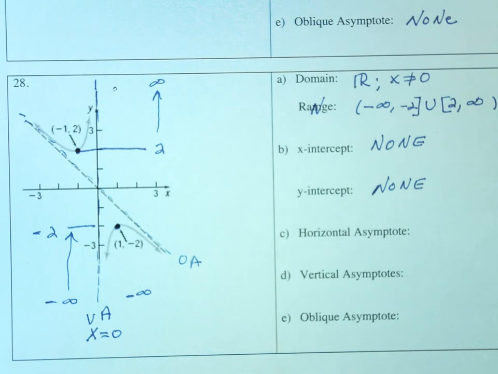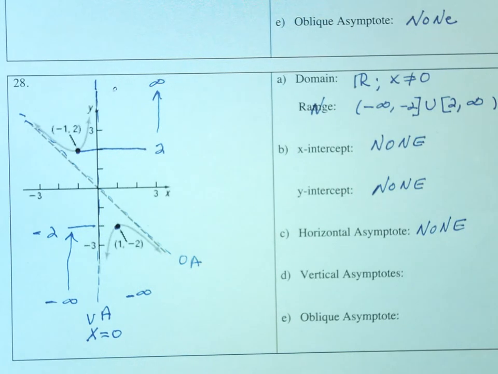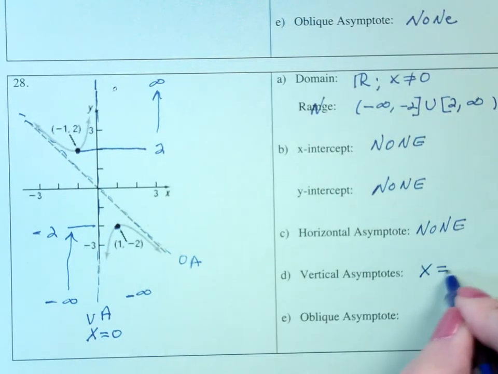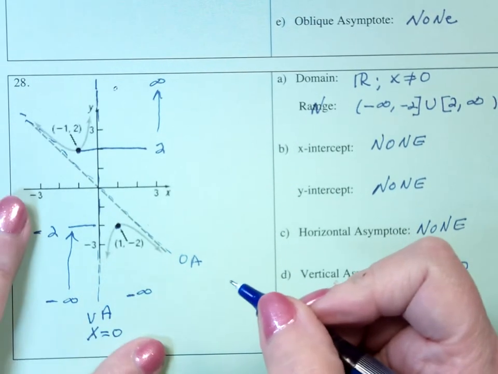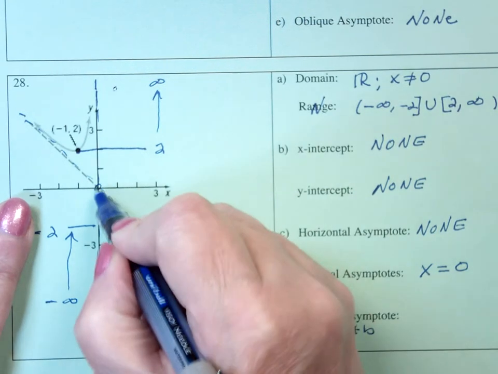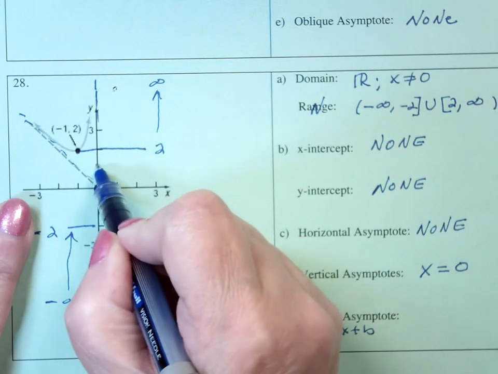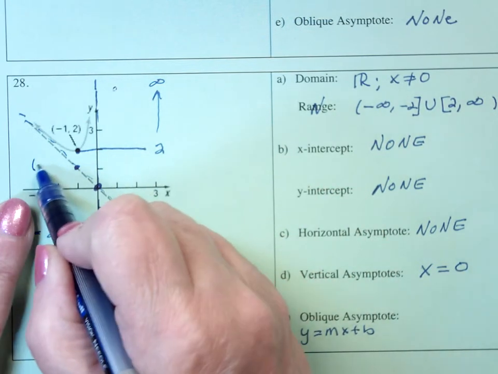Horizontal asymptote, none, because I don't have a horizontal line. Vertical asymptote, well, we've got a VA, and that's going to be x equals 0. Now the oblique we have to find, and we're going to have to guesstimate, because an oblique is y equals mx plus b. I need two coordinate points: 0, 0, that'll work. Now pick a second point on the line, and it looks to be about right here. They didn't give me another point. This looks to be negative 1, 1.